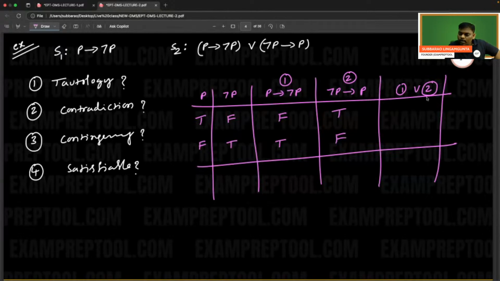Now, can you see whether it is a tautology? S1 is not a tautology, but S2 is a tautology. It is S2.